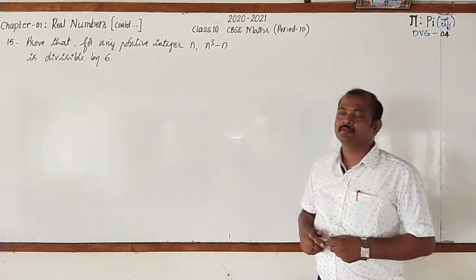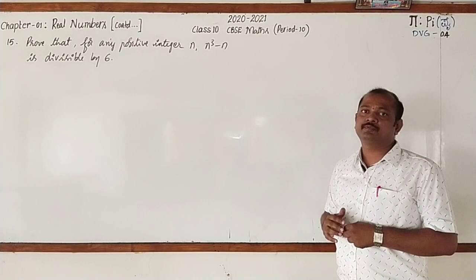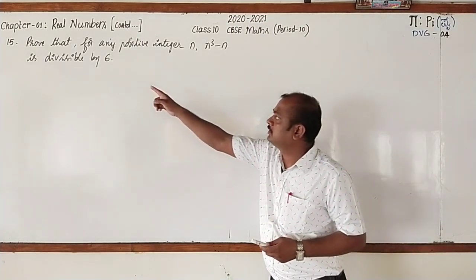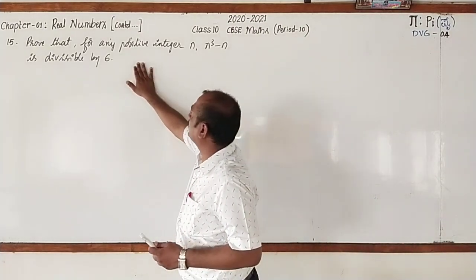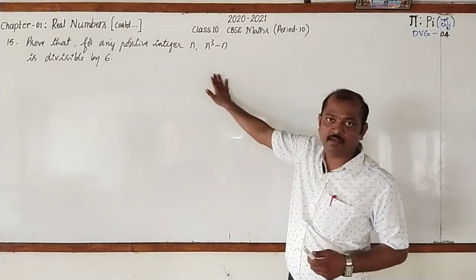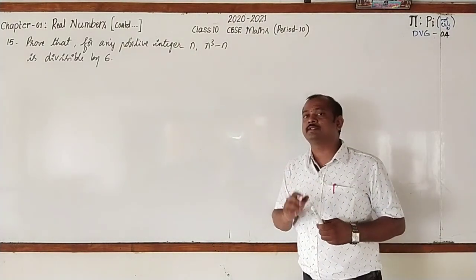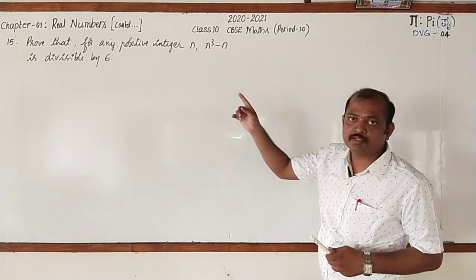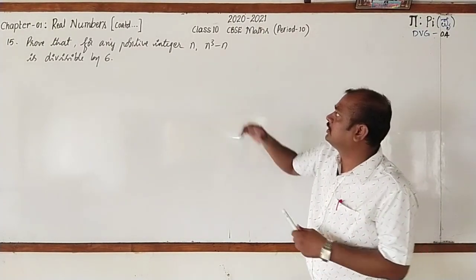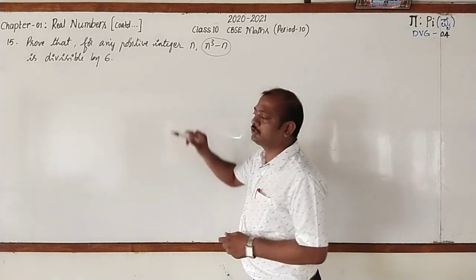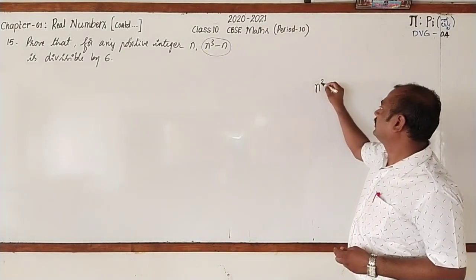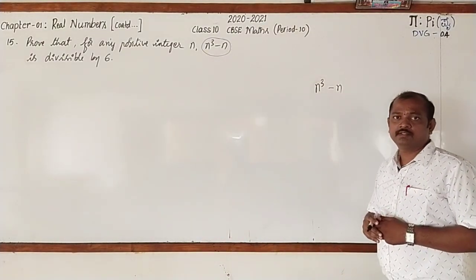Yes, students, just go through the last problem of this chapter. It is: prove that for any positive integer n, n cube minus n is divisible by 6. Did you understand the statement? Okay. Just look here. n cube minus n. Can we simplify this? Yes.